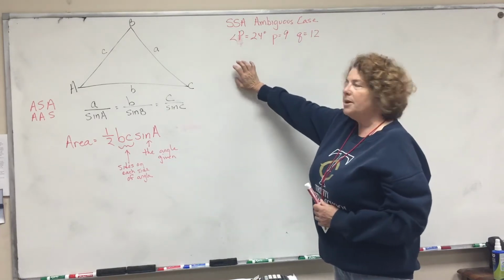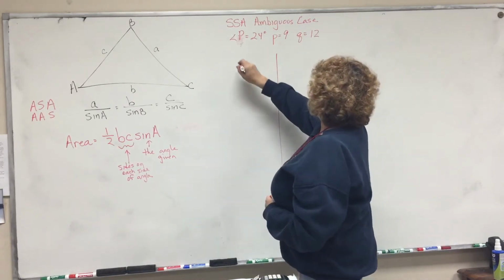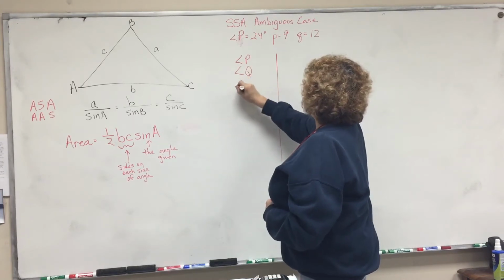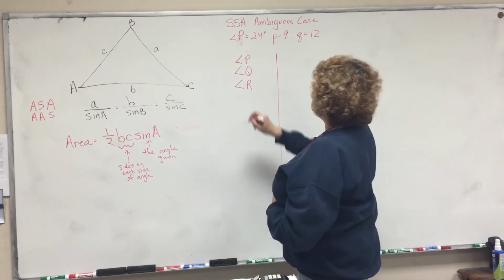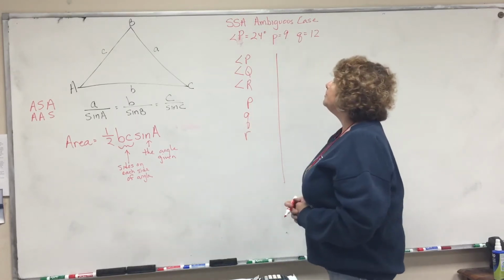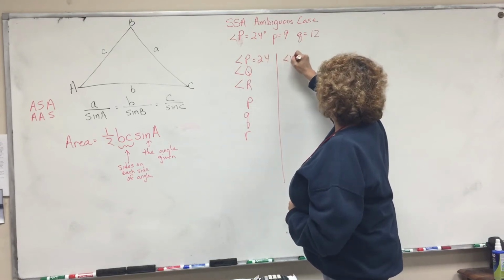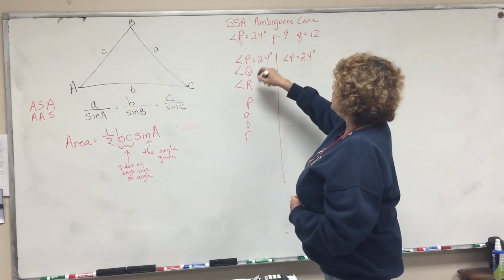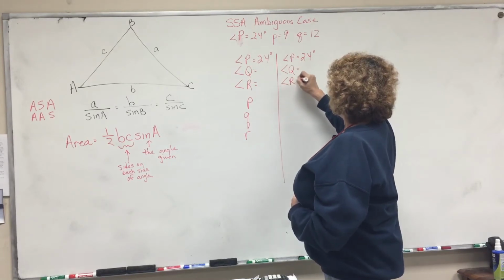You don't even have to draw the picture with this. You just immediately list everything. You have angle P, angle Q, and angle, let's make R your third one, because we know there are 3 angles. Then we have side P, side Q, and side R. So angle P is 24. And since you have 2 possibilities, they're both going to be the same because it's given. We don't know that one and we don't know that one, and they're going to be different for each one.